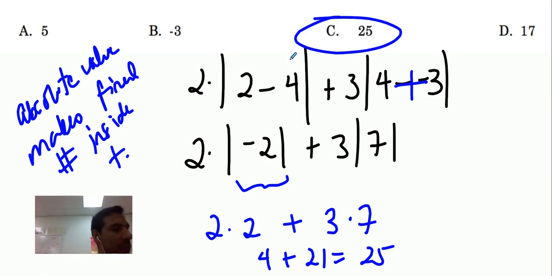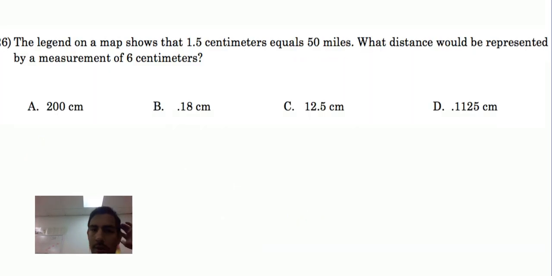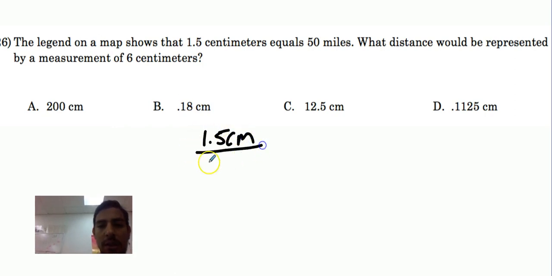And then for number 26. You've seen these for quite a while now. 1.5 centimeters equals 50 miles on a map. So let's set up a ratio for that. We have 1.5 centimeters over 50 miles equals what distance would be represented by a measurement of 6 centimeters?